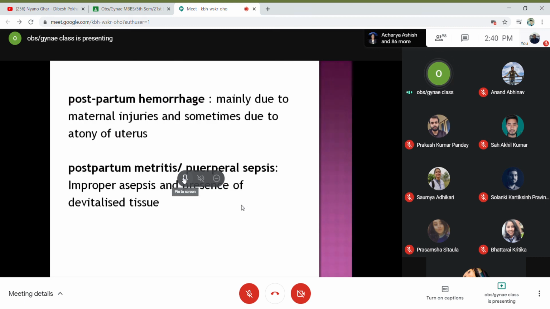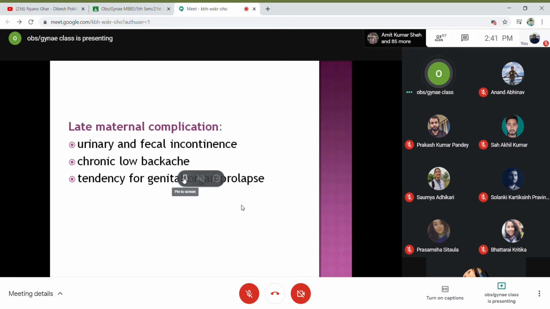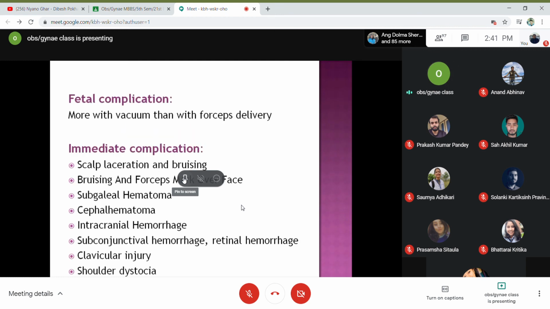Second is postpartum hemorrhage, mainly due to maternal injuries. Traumatic postpartum hemorrhage can happen, and sometimes it is because of uterine atony also. There can be chances of postpartum metritis or puerperal sepsis. This is because of improper asepsis and presence of devitalized tissue. Late maternal complications are urinary and fecal incontinence, chronic low backache, tendency for genital organ prolapse.